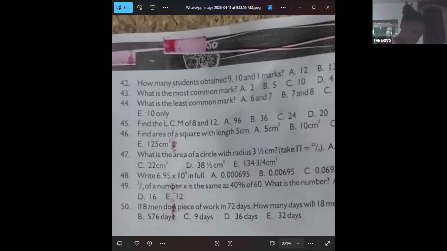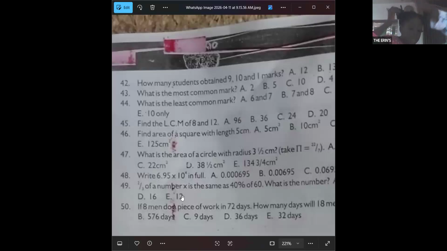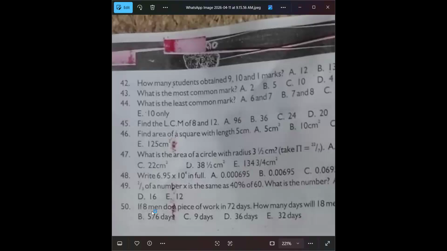47. What is the area of a circle with radius 3.5 centimeters? Who can tell me? Yes. Sir, so we do 22 over 7 times 7. Yes. That's 11 centimeters. How do you get to the answer without even telling me the formula? I've warned you about this before.